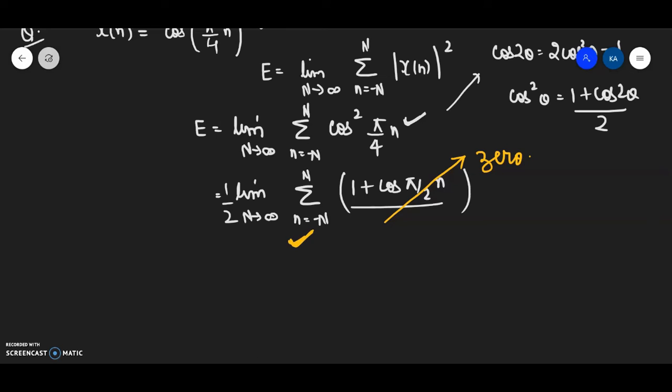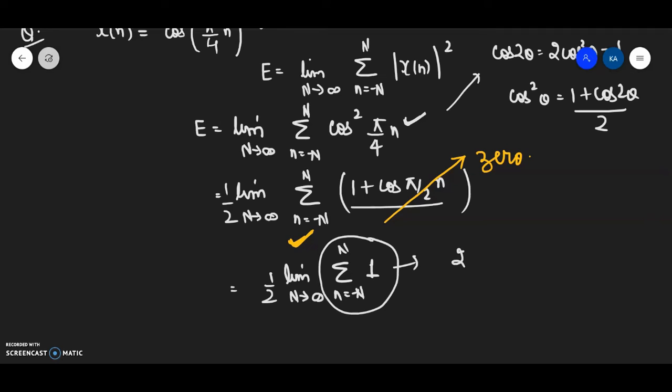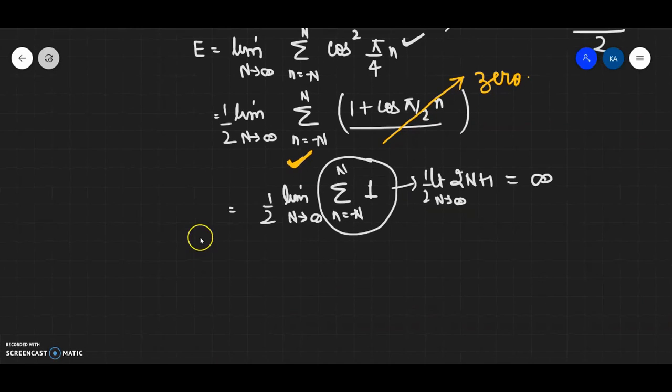So what I'll be left with is 1 upon 2 limit n tending to infinity, n is equal to minus n to n of 1. Fine. And I know that this expression is 2n plus 1. I have just solved it. 1 by 2 is here and the limit is n tending to infinity, and ultimately this will give me an infinite value. Since the energy of the signal is infinite, I am sure that this cannot be an energy signal. So finally what I have to do is find the power.